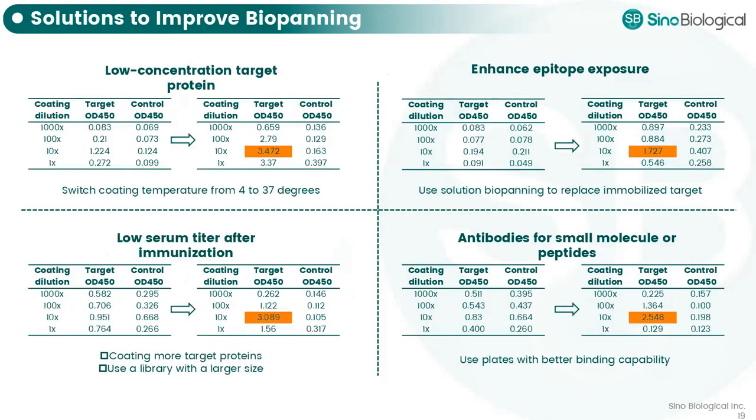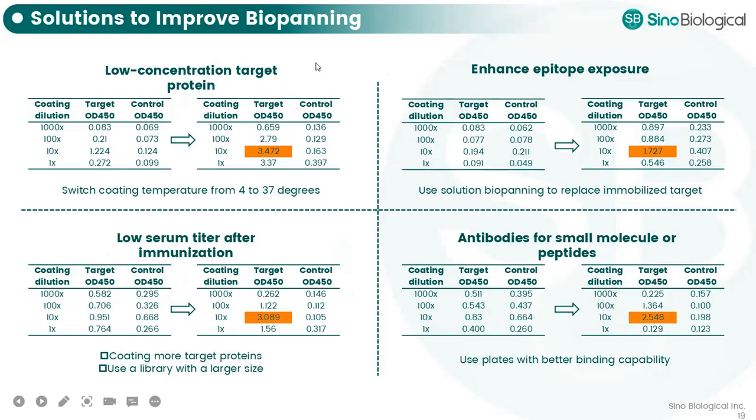During the biopanning, sometimes we are not able to obtain good positive clones, so we are looking for ways to solve this problem. So here are four examples and solutions for biopanning processes.